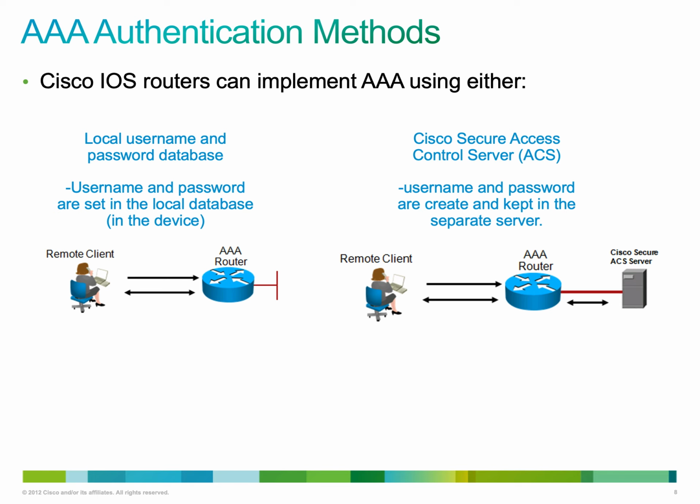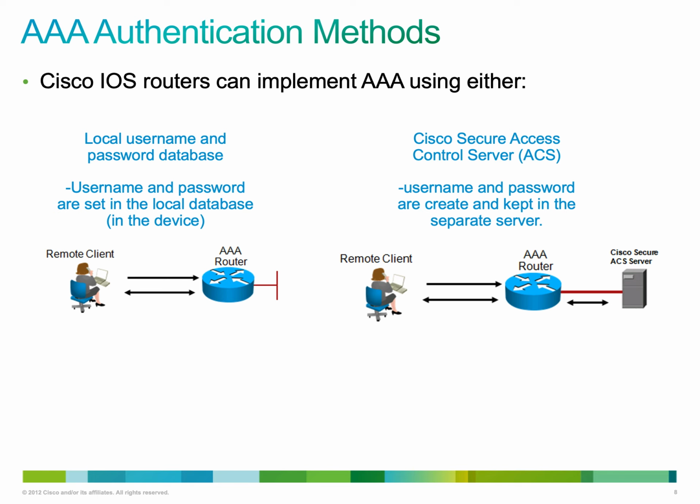Now a Cisco IOS router can implement AAA using either of the following. It can implement AAA using a local username and password database. In the case of a local username and password database, the username and password are set in the local database of the device you're using, or of the remote client computer that you're using. So the username and password are already set in the local database of that client.